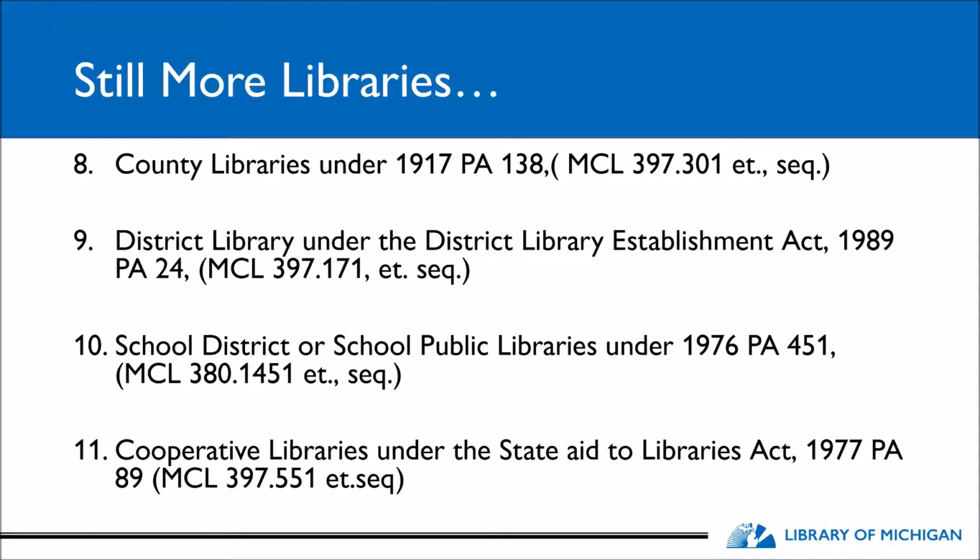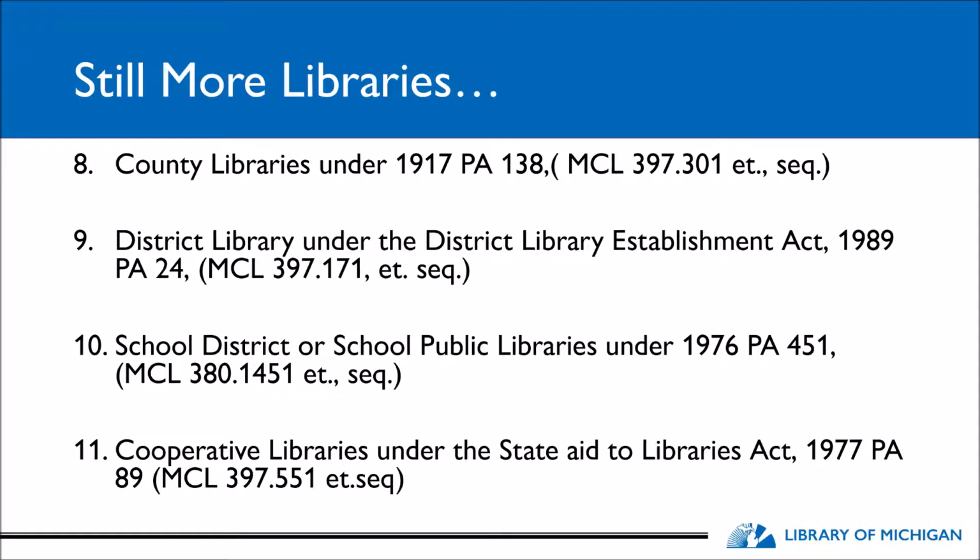They can be formed by existing libraries either joining together, or an existing library joining with a municipality, or it can be municipalities without libraries joining together to create a district library. And usually it can occur with a petition and a vote. Or it can occur just with an agreement between those entities, and then often there is also a vote for a millage. District libraries can have appointed or elected boards.